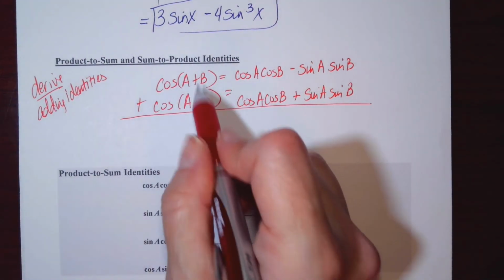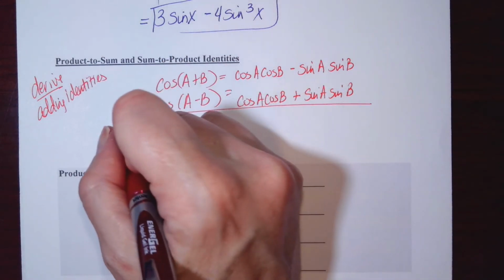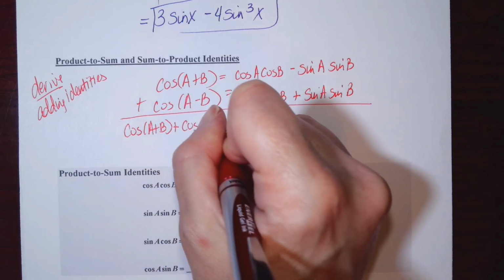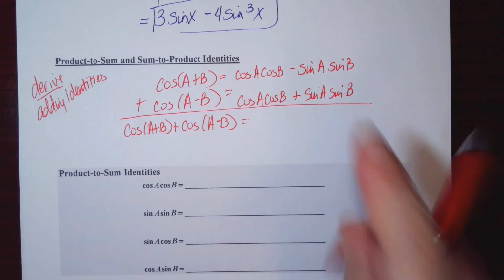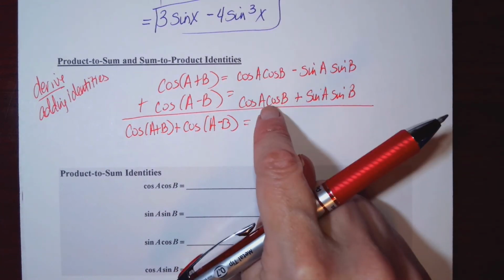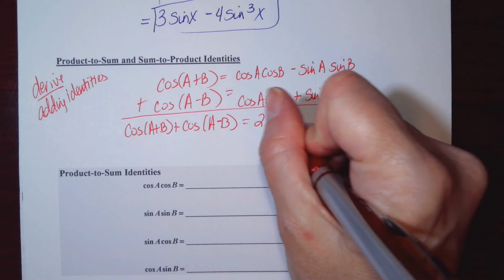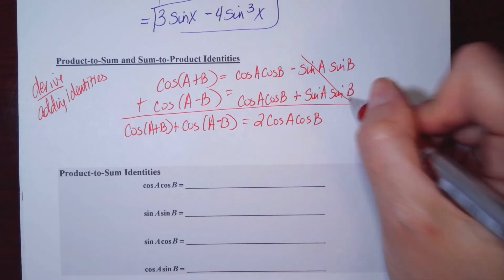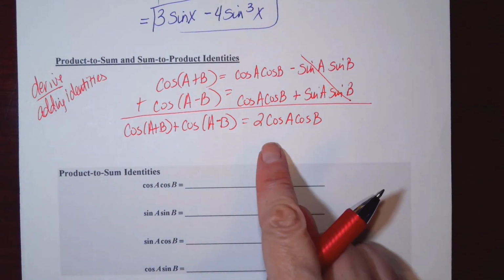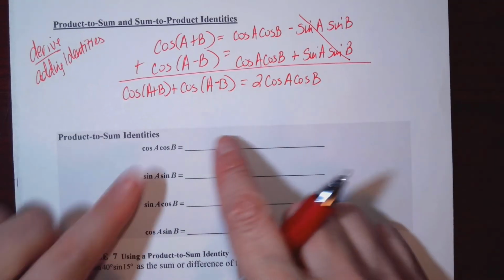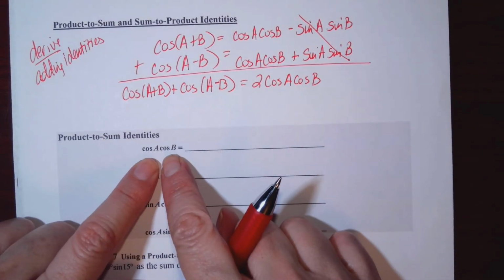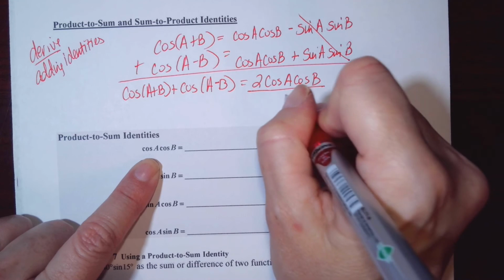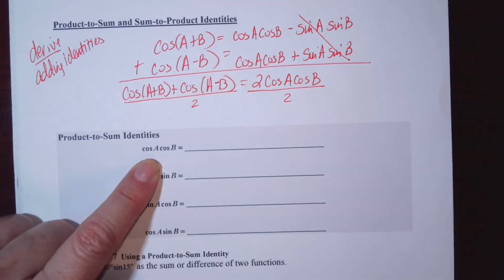Over here on the left, these are not like terms. They are not the same argument. So I just have cosine of A plus B plus cosine of A minus B. Over here on the right, these two are like terms, so I have two of those. But these are opposites, so they add to 0. Well, I'm deriving this product to sum identity, cosine A times cosine B. So I want to get just cosine A times cosine B. The only thing I have to do to make that happen is to divide everything by 2.